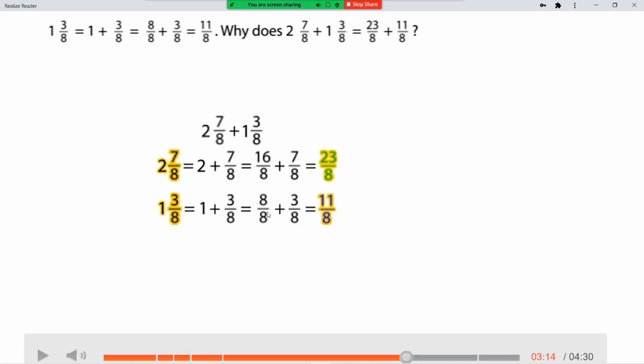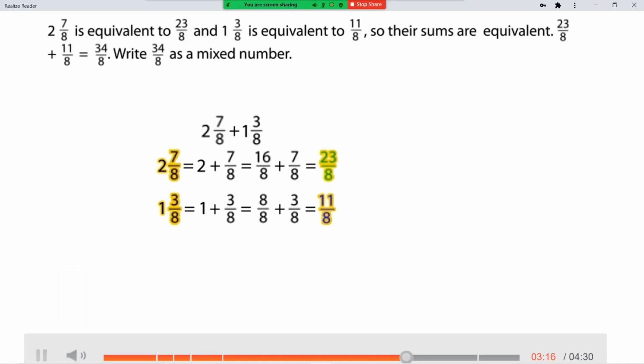Here with 1 and 3/8, they renamed the 1 into its fraction form, which is 8/8 plus 3/8. 8 plus 3 is 11. So now what you can do is you can add these in fraction form and then change it back into a mixed number. So you change it into improper fraction form so you don't have to worry about whole number parts and fraction parts. You're working strictly with fraction parts. And then you rename it after you're done solving. 2 and 7/8 is equivalent to 23/8, and 1 and 3/8 is equivalent to 11/8. So their sums are equivalent.